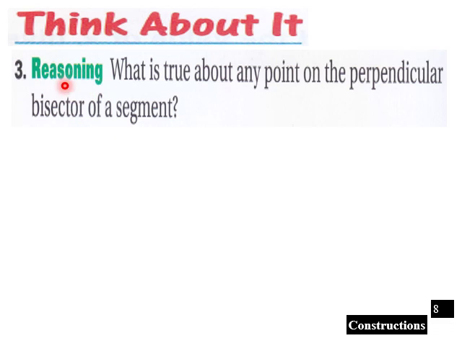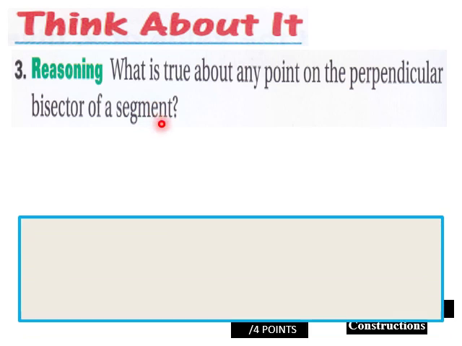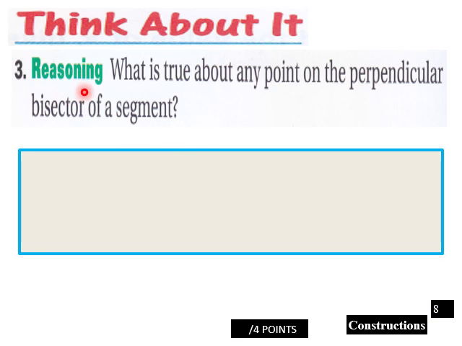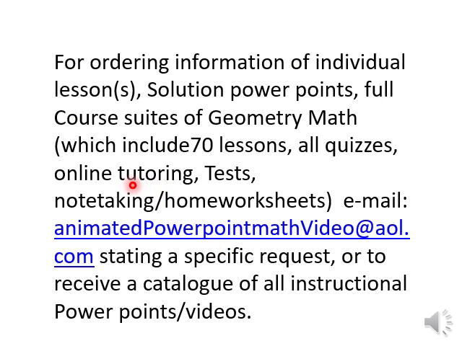Okay, think about it. 3, reasoning. What is true about any point on a perpendicular bisector of a segment? So what conclusion can you make from that previous table about points on a perpendicular bisector? That is 5.6, the construction for that.